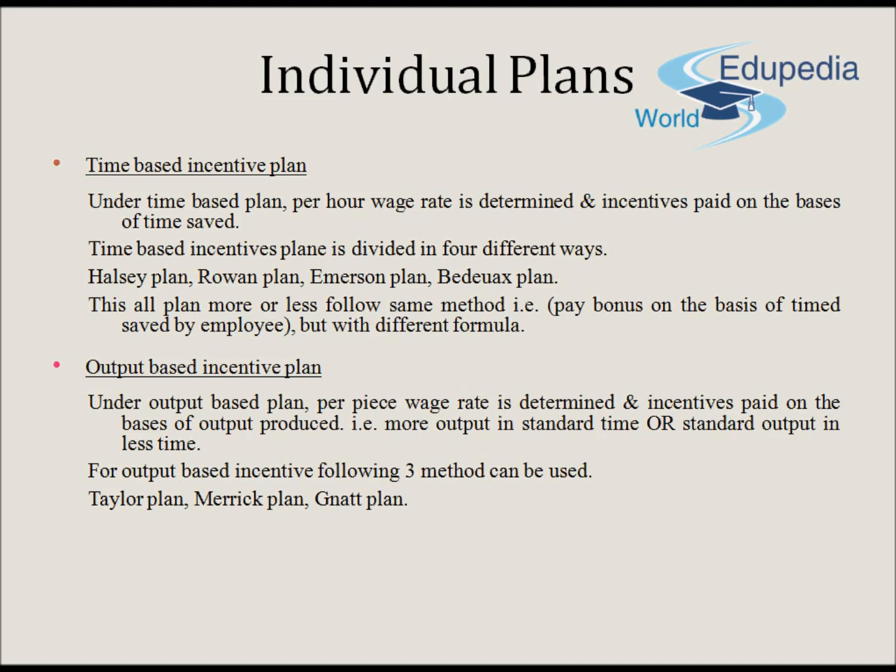In output-based incentive plan, per piece wage rate is determined, or incentives are paid on the basis of output produced, that is, more output in standard time or standard output in less time. For output-based incentive plans, the following 3 methods can be used: Taylor plan, Merrick plan, and Gantt plan.